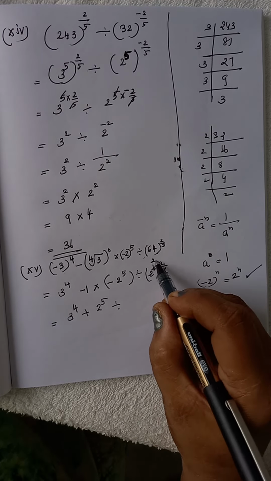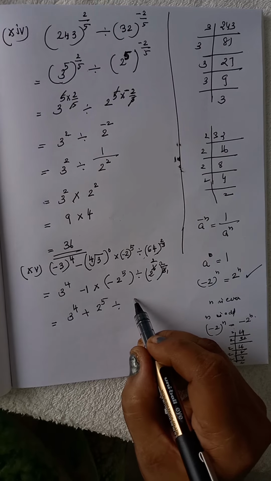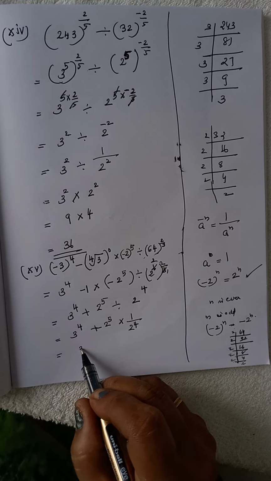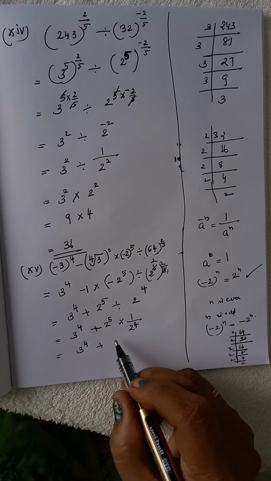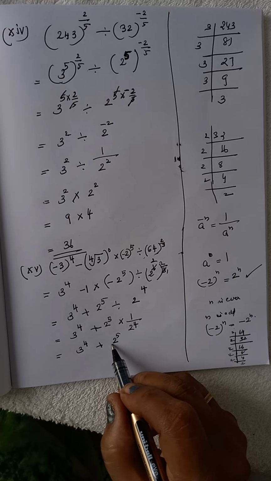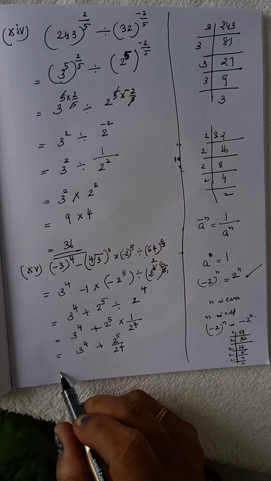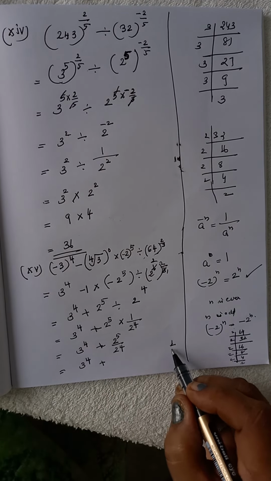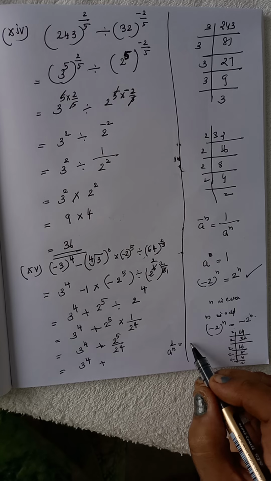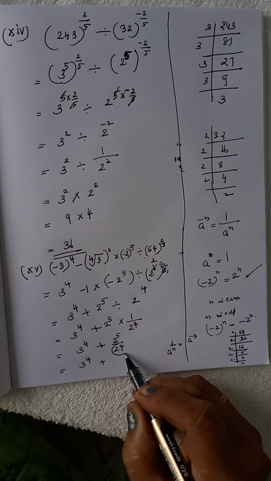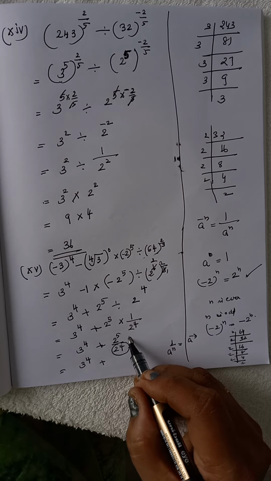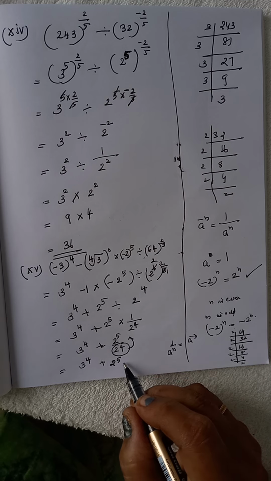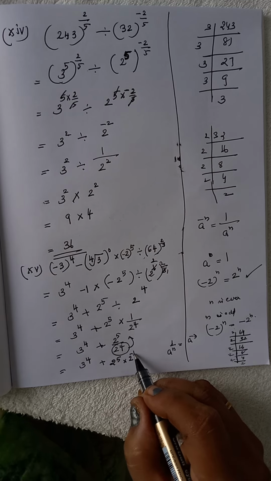we can cancel this 2. So divided by 2 raised to 2 into 2. So this is equal to 3 raised to 4 plus 2 raised to 5 by 2 raised to 4. That is equal to 3 raised to 4 plus, here we know 1 by a raised to n is equal to a raised to minus n. So 2 raised to 4, when we take this to the numerator, the sign will change, 2 raised to minus 4. So 2 raised to 5 into 2 raised to minus 4.